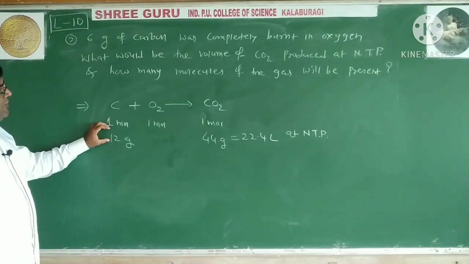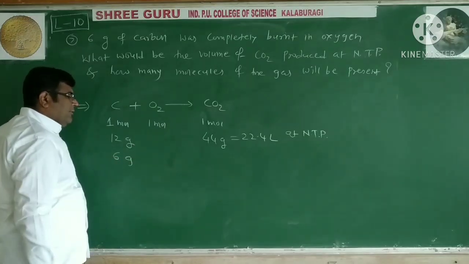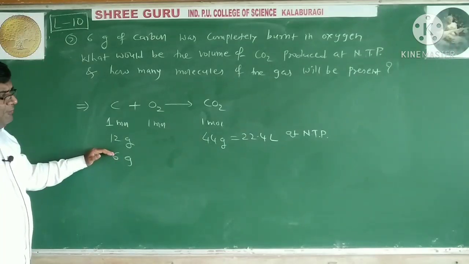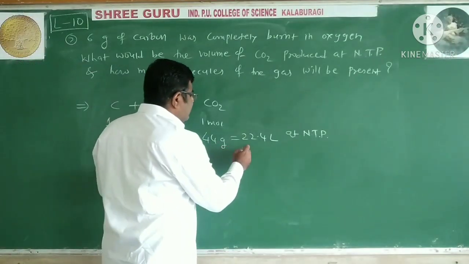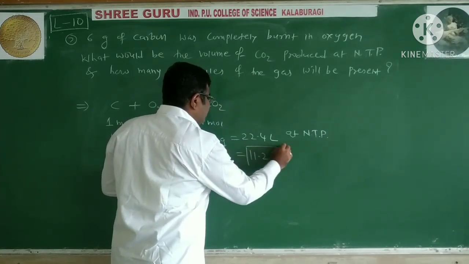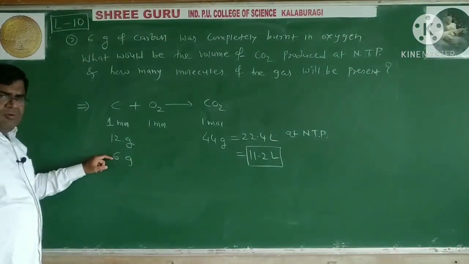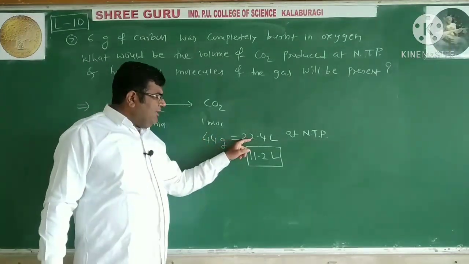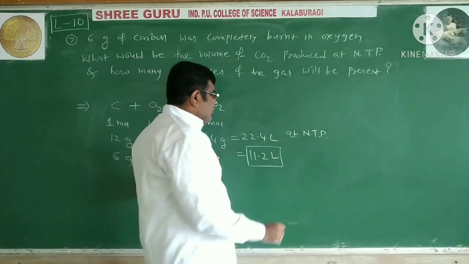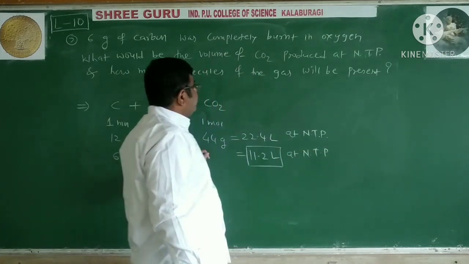But we have not taken 12 gram in the question. The question says 6 gram is taken. It is half of that. What will be the volume of CO2 produced? It is also half of that, 11.2 liter. We have divided this 22.4 liter by 2, made half of it, which is 11.2 liter. Of course, at NTP only.